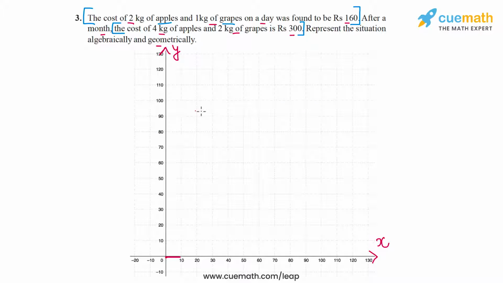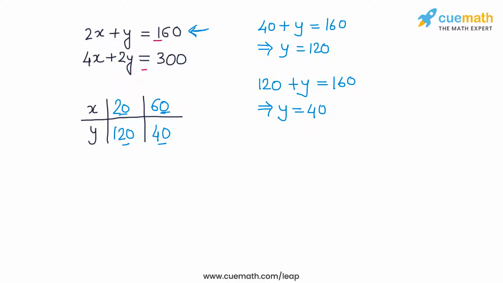So here's a graph, and the two solutions I obtained were 20, 120. So 20, 120 is this point here, and 60, 40 is this point here. And now I have to draw the line passing through these 2 points like this. So this is the solution line corresponding to the first equation. Now let's go back and do the same exercise for the second equation. So the second equation was 4x plus 2y equal to 300.